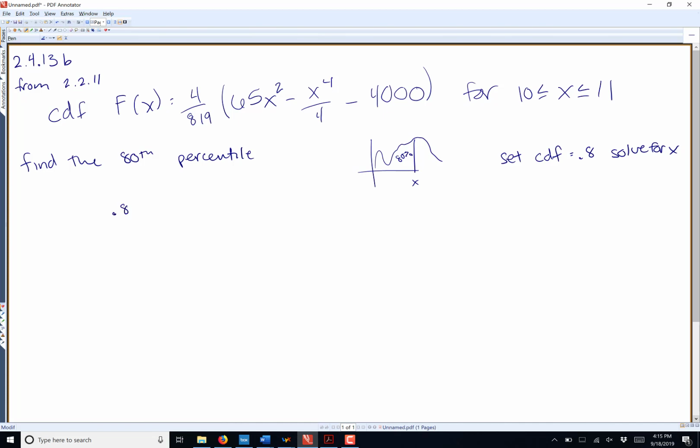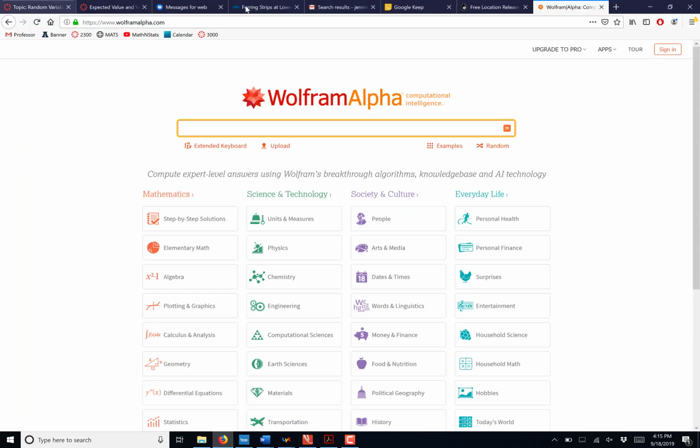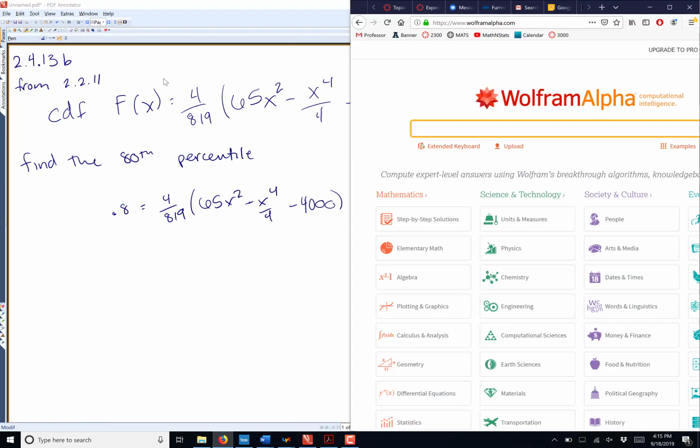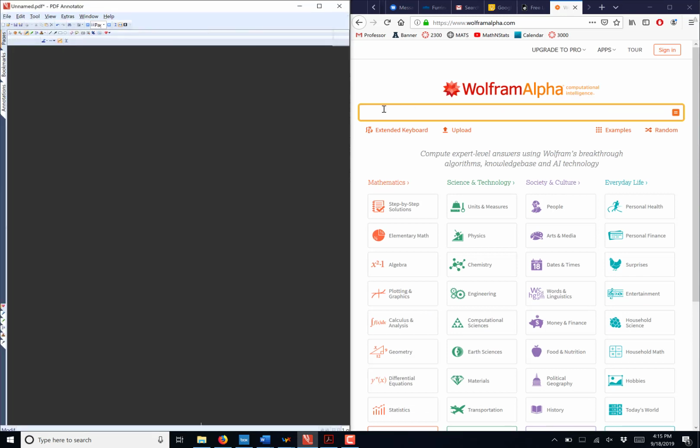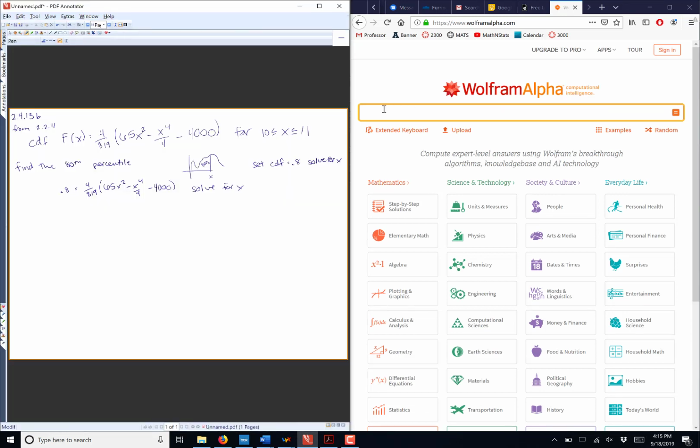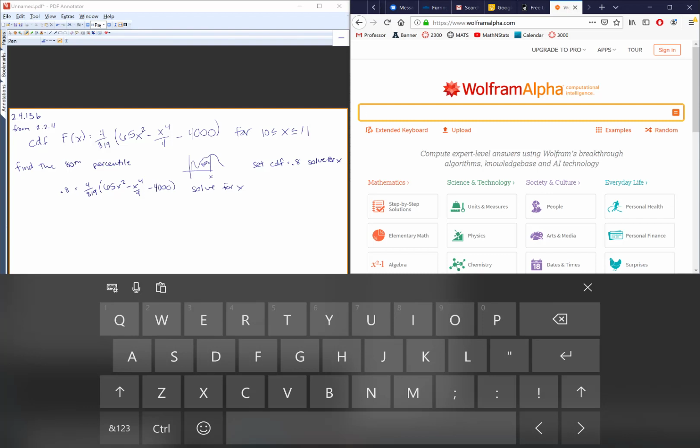So we'll just say 0.8 is equal to 4 out of 819 times 65x squared minus x to the fourth over 4. Oh, wait. Minus 4,000 and solve for x. So I'll come over here to Wolfram Alpha. Make it so I can see both of them. And then have fun typing that in.